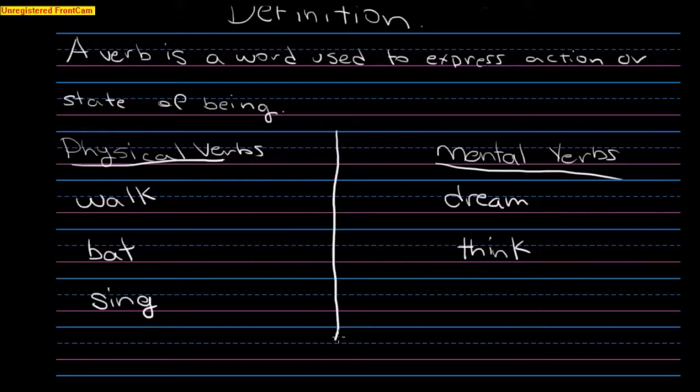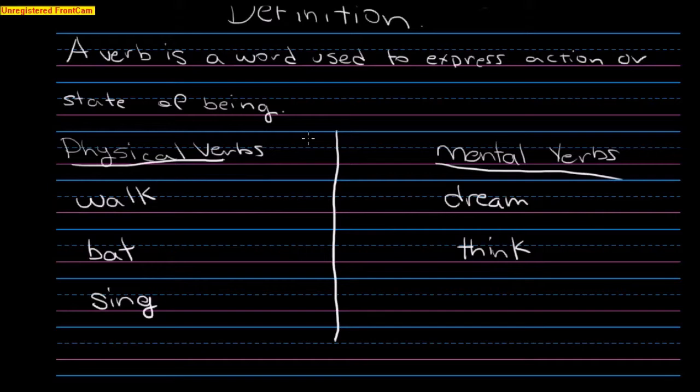Okay. So physical verbs. Now you may ask, what's a physical verb? What's a mental verb? What's the difference? Okay. So dream and think fall under mental verbs, while the other group falls under physical verbs. But physical verbs, unlike mental verbs, can be seen, and you can see the action.